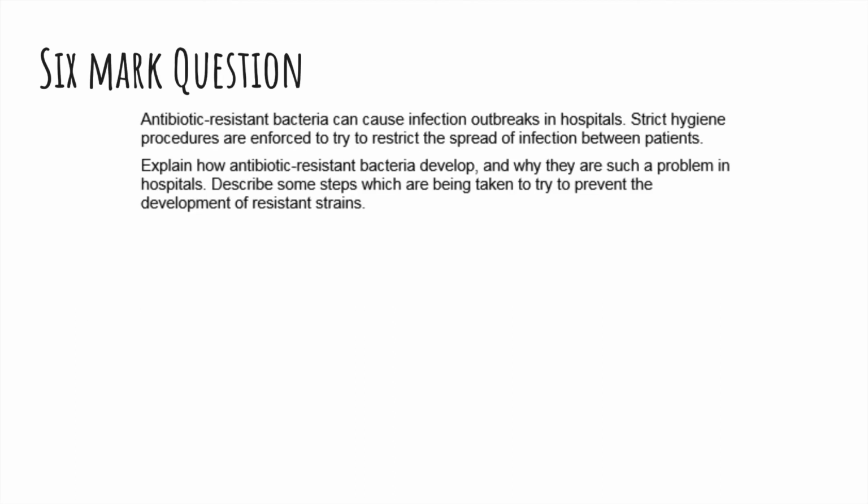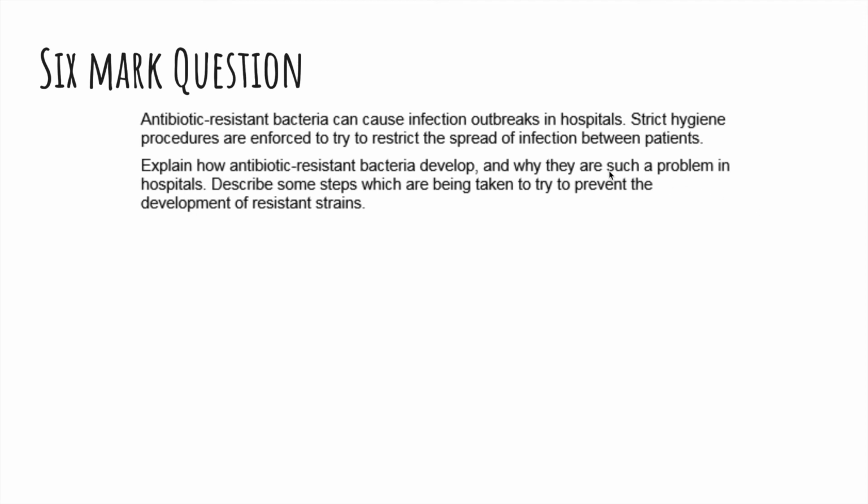Antibiotic resistant bacteria can cause infection outbreaks in hospitals. Strict hygiene procedures are enforced to try to restrict the spread. Explain how antibiotic resistance bacteria develops and why they are such a problem in hospitals. Describe some steps which are being taken to try and prevent the development of resistant strains. So this is a nice 6-mark question. It's really designed to separate your middle ground students from the top students. We're going through this. You're all going to be top students. You'll all be happy with how to answer this question.